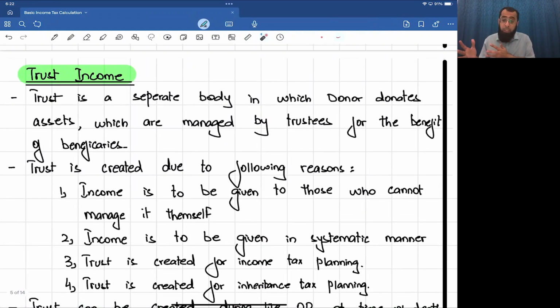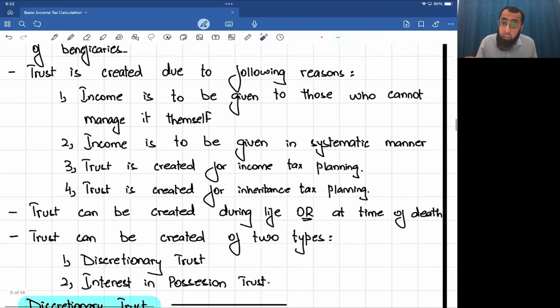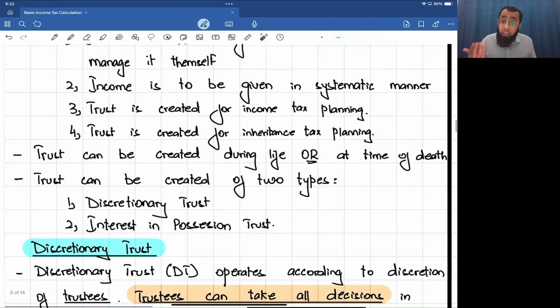It's a separate body, a separate entity which is created, in which the donor is giving the assets. Those assets are managed by the trustees, and the benefit, the income, is given to the beneficiaries. Why are we creating the trust? So that the income can be given to those parties who cannot manage it themselves. The income can be distributed in a systematic manner. Income tax planning can be done, like extracting the income in the name of multiple beneficiaries, using their personal allowances and the tax bands. You can do inheritance tax planning.